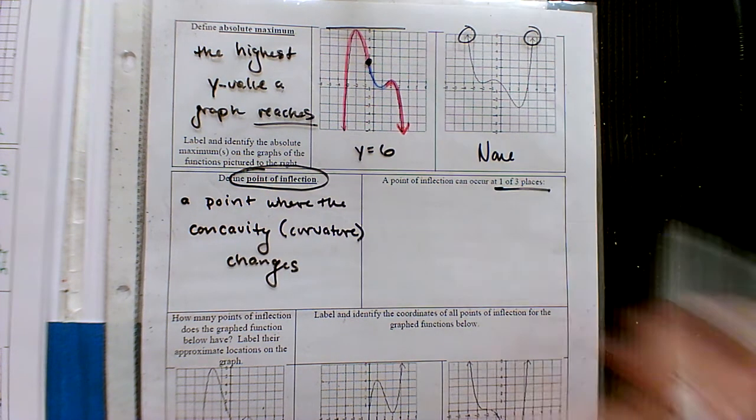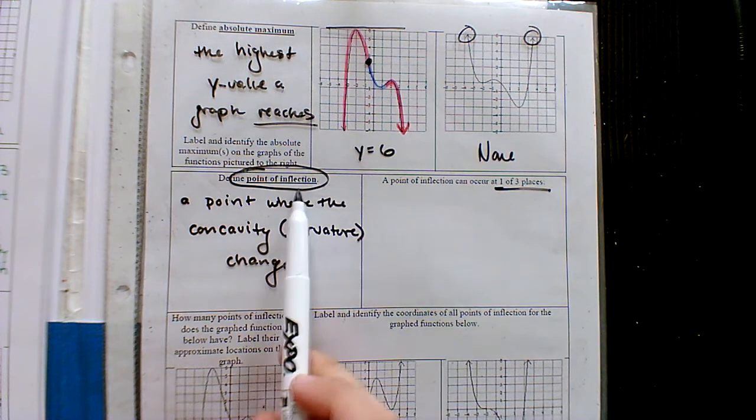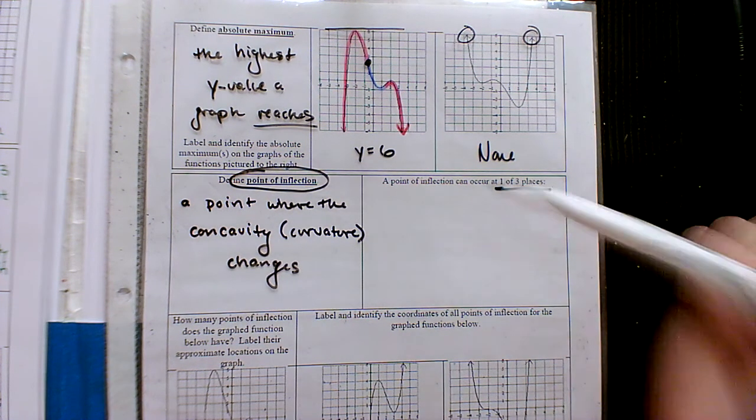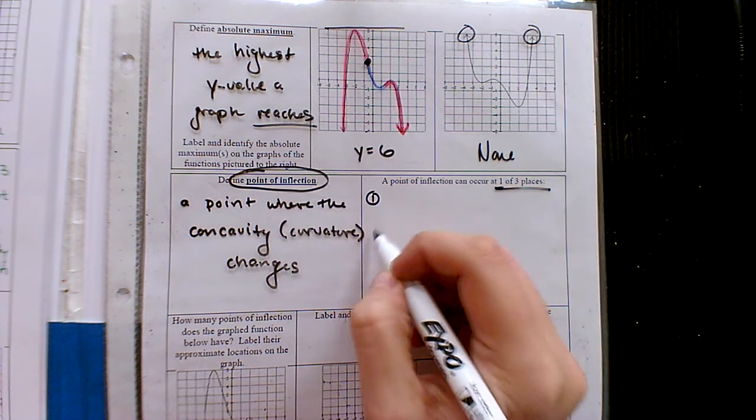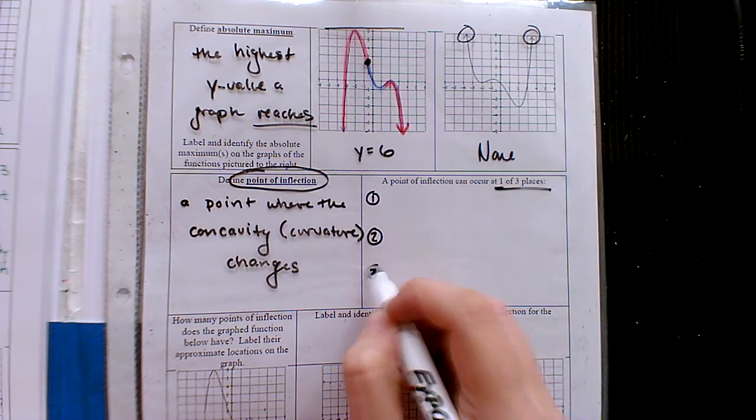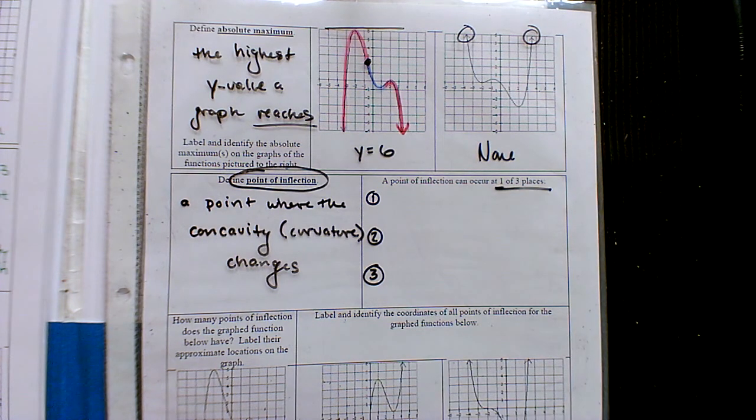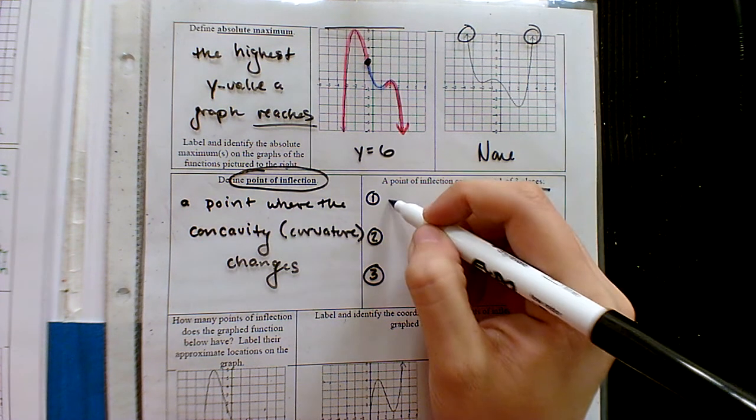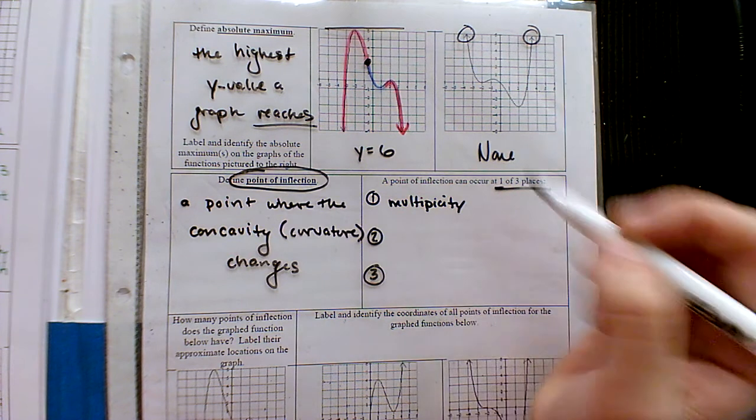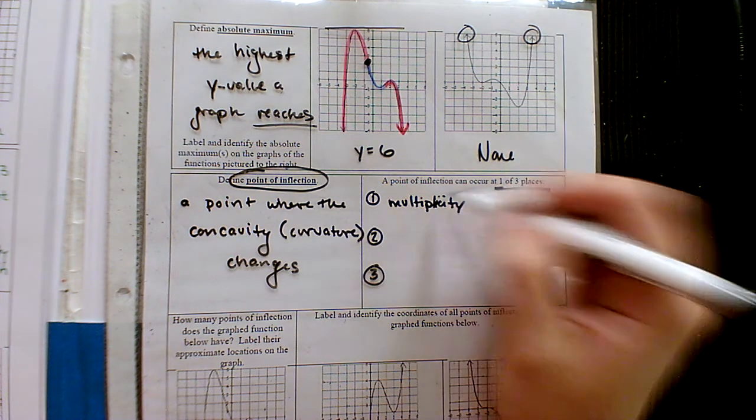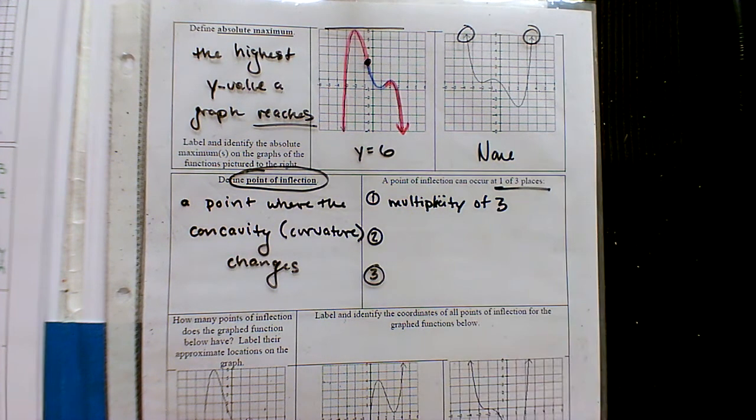And there are 3 places graphically where this point of inflection can occur. We'll go over the 3 of them, and then we'll practice to make sure that we're okay with identifying those. So 3 places. They're not too difficult to remember, but we're just going to make sure that we're all on the same page. One place where the curvature of a graph can change is where you have a multiplicity of 3.